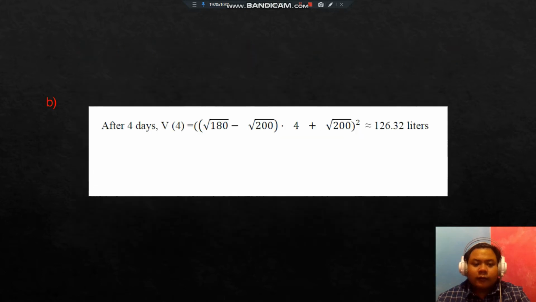Question B. After 4 days, what will be left in the tank? After 4 days, V4 equals square root 180 minus square root 200, multiplied by 4, plus square root 200, power of 2. And then we get 126.32 liters.